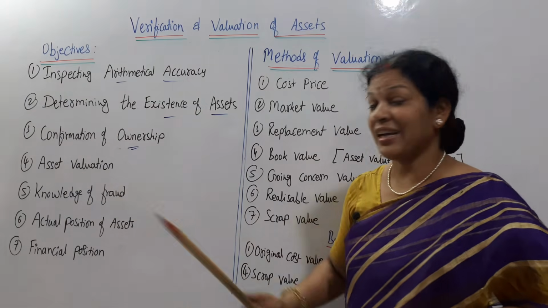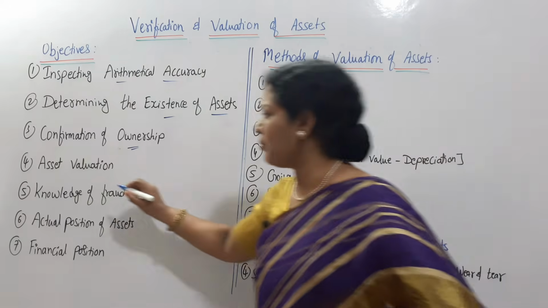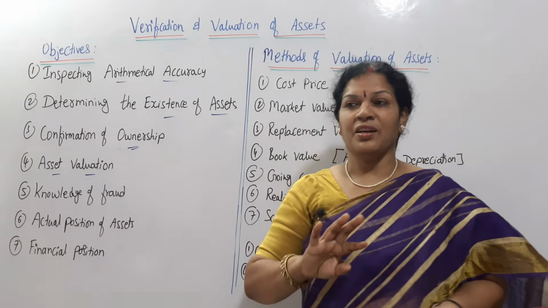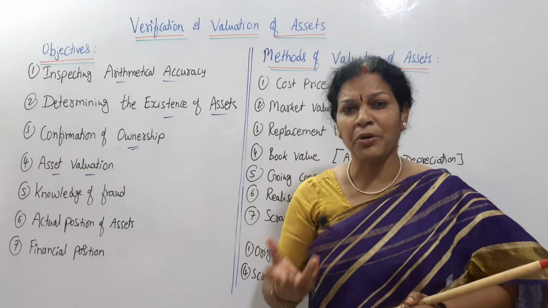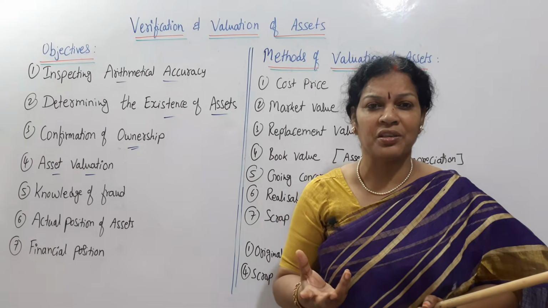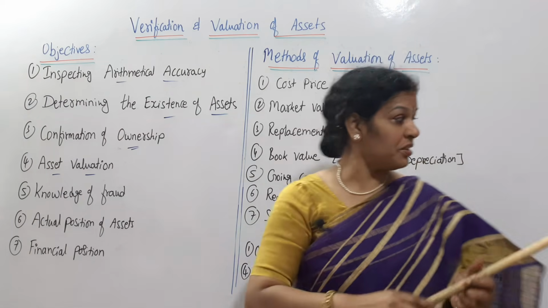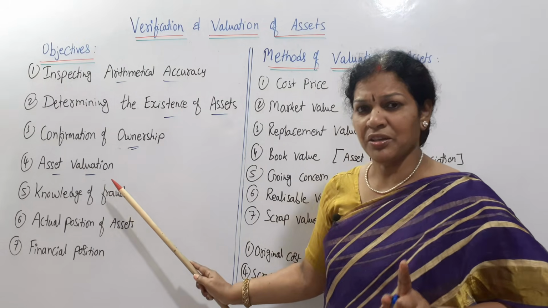Then after that, asset valuation. The fourth object is asset valuation. What is the value of the assets? Valuation of assets, there are different methods where we can measure it. How do we want to measure? How do we want to value this asset? Those methods are there, and we are going to discuss the different methods in the next step. Anyway, asset valuation is another object.